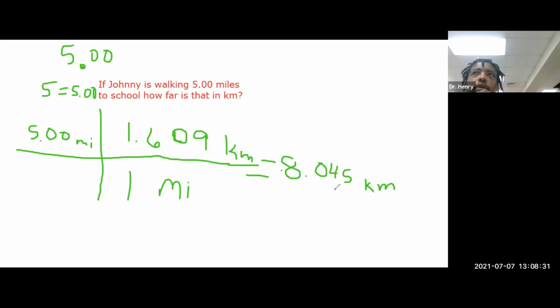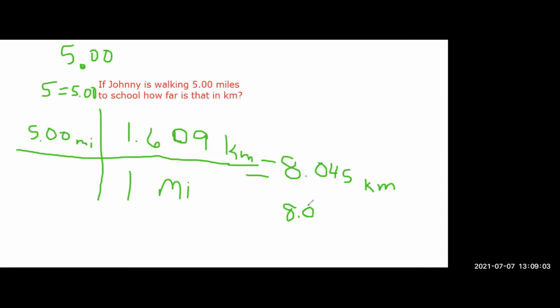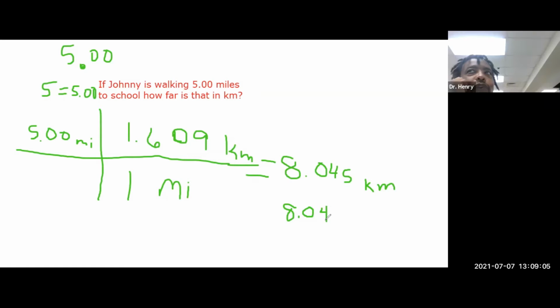Okay, so my answer should be, how many sig figs? If it's 5.00, it's 3 sig figs, right? So my answer should be 8.05. Are you sure? 8.04. Why is it 4?